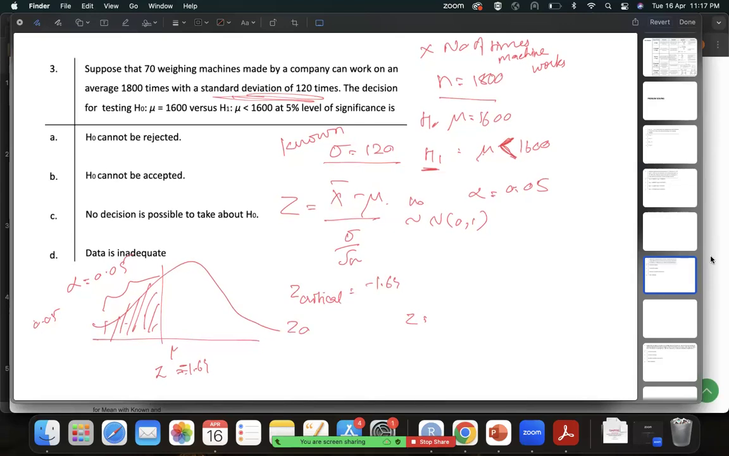Now you calculate the Z observed value. You just substitute: X bar is 1800, since it works on an average of 1800 times. X bar minus mu, which is 1600, divided by sigma, which is 120, divided by root n, where n is equal to 70. So root 70.